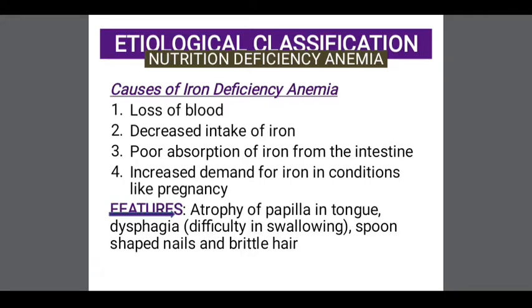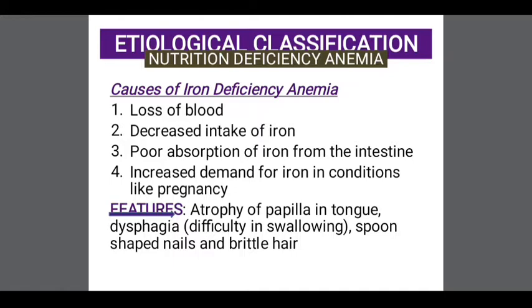So what causes iron deficiency anemia? Number one is loss of blood. Number two is decreased intake of iron. Number three is poor absorption of iron from the intestine. Number four is increased demand for iron in conditions like pregnancy. All these factors can lead to iron deficiency anemia.